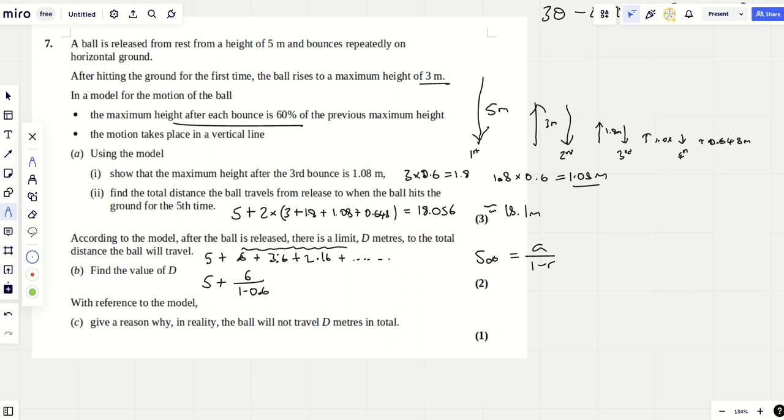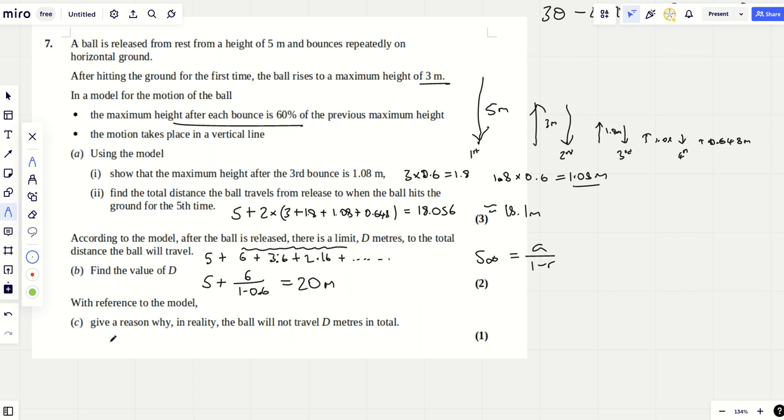then it avoids that confusion, because the problem with the 5 is it's the odd one out because it's only happening once because you're dropping it from 5 meters, whereas everything else it's going up and then down, up and then down, up and then down. And that's the reason I've broken it up like that. And anyway, that comes to 20 meters after you work it out.